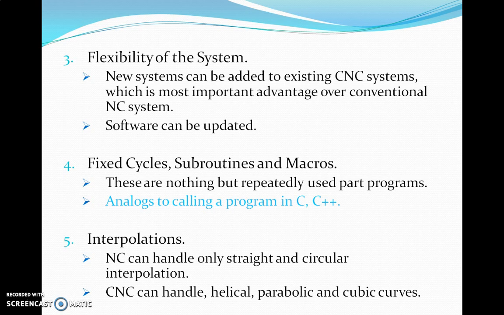The next point is interpolation. In interpolation, basically what happens is NC can handle only straight and circular interpolations. The conventional machines are capable of handling only straight lines or circular lines, or in very technical terms, interpolation functions. But because CNC uses a computer, we can add helical, parabolic, cubic curves. We can even work with any curve for which we can define an equation. So all these functions are possible in CNC.